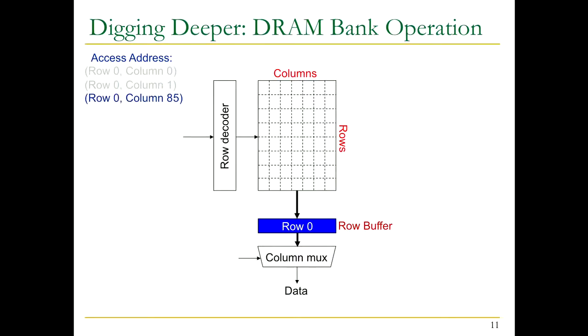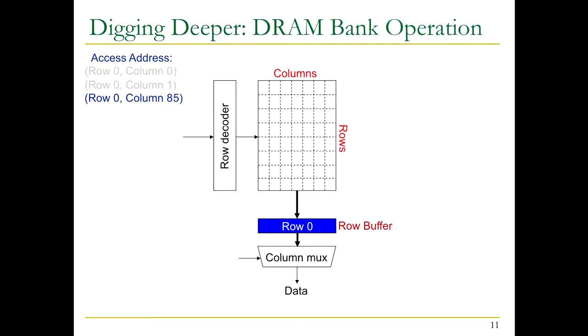Again, the processor requests. Think of this as MATLAB, by the way. It's always good to think about that. MATLAB does exactly this, except it doesn't jump to 85. It says 0, 1, 2, 3, 4, 5, 6, 7, 8, 9, 10, dot, dot, dot, 128, which is what we call a streaming application. It streams through memory. It requests accesses sequentially. Now let's say we jump to 85.